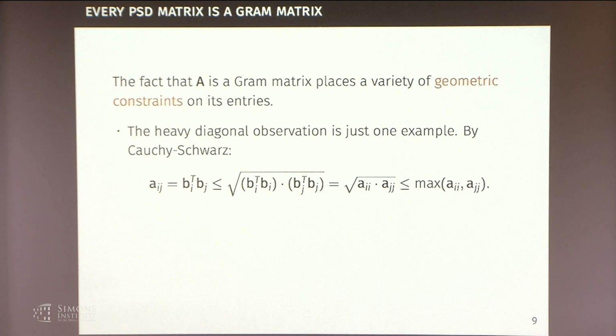So this heavy diagonal observation I mentioned a couple of slides ago, basically the thing that ruled out my lower bound, is just a simple corollary of Cauchy-Schwarz. So basically, Aij is the dot product between Bi and Bj. So by Cauchy-Schwarz, it's bounded by the root of their norms multiplied together. These norms are just the diagonal entries of A. So you get Aij is less than the root of Aii times Ajj. Also a consequence of the fact that the determinants of the principal submatrices are non-negative.